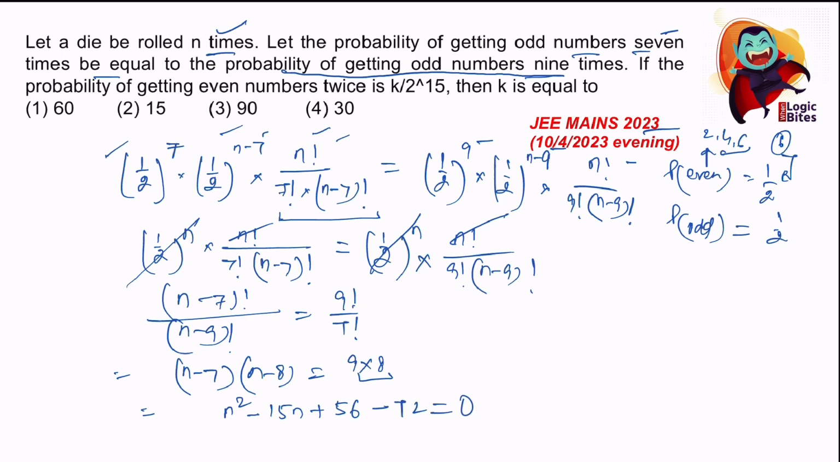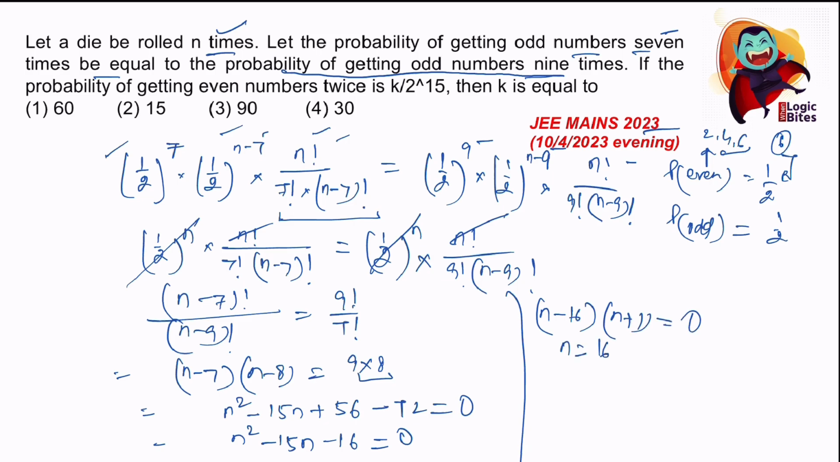So then n square minus 15n, and this will be how much? 12 minus 6 is 6, this will be 16. So this can be solved. So (n minus 16)(n plus 1) is equal to 0, that is n is equal to 16 or n is equal to minus 1. So definitely the minus number is invalid because here it can be only an absolute number, a positive value. So n is 16. So we know that this die has been rolled 16 times.